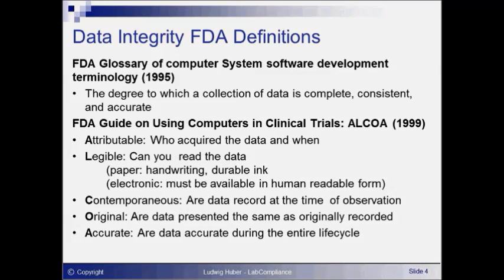Attributable should answer the question: who has acquired the data and when, and also which instrument has been used to acquire the data. Then we have legible, which is related, for example, to paper records, where handwriting should be readable. We should use durable ink and not pencil, for example, which can be erased easily.